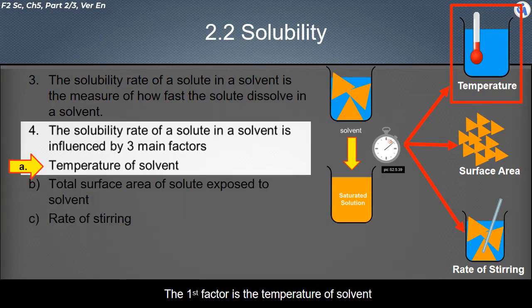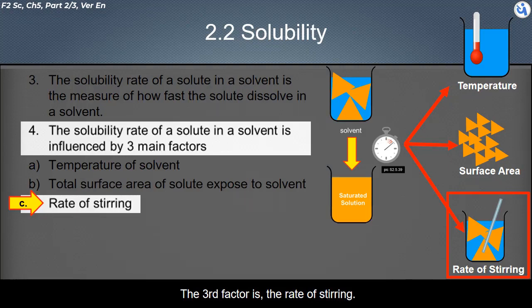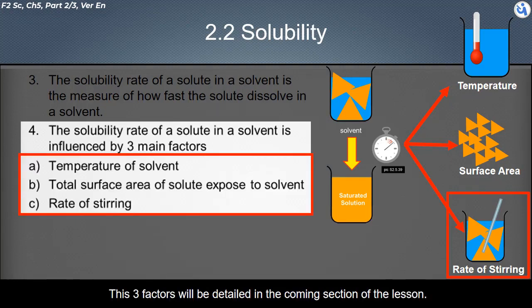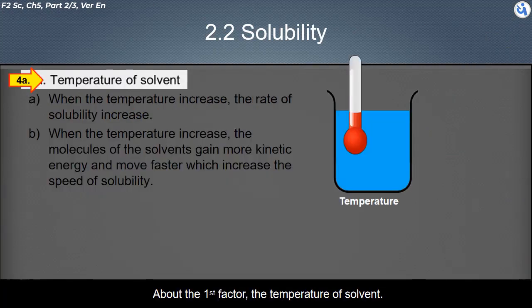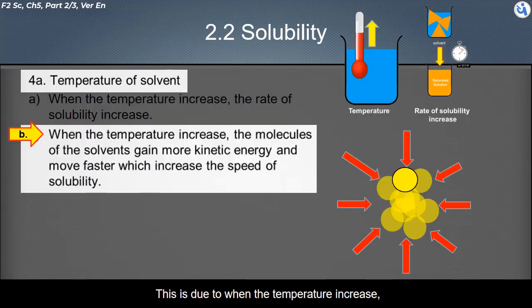The first factor is the temperature of solvent. The second factor is the total surface area of solute exposed to solvent. The third factor is the rate of stirring. These 3 factors will be detailed in the coming sections of the lesson. About the first factor, the temperature of solvent. When the temperature increases, the rate of solubility increases. This is because when the temperature increases, the molecules of the solvent gain more kinetic energy and move faster, which increases the speed of solubility.